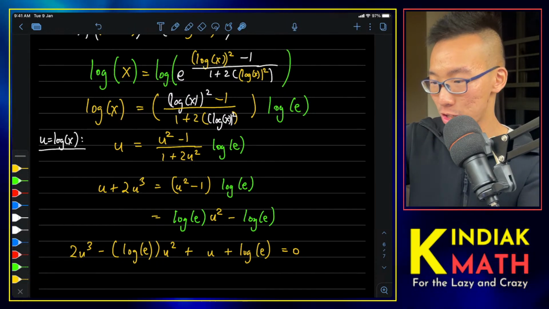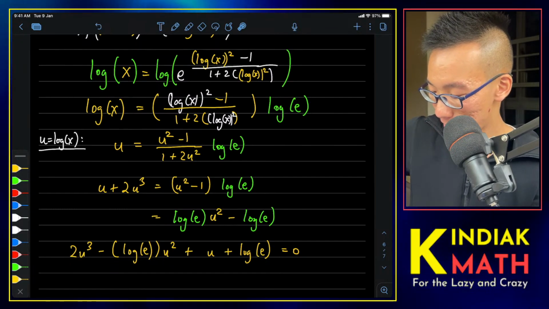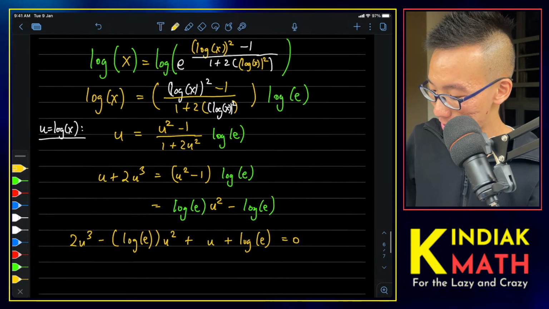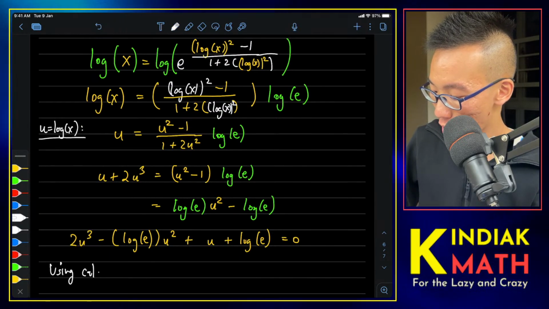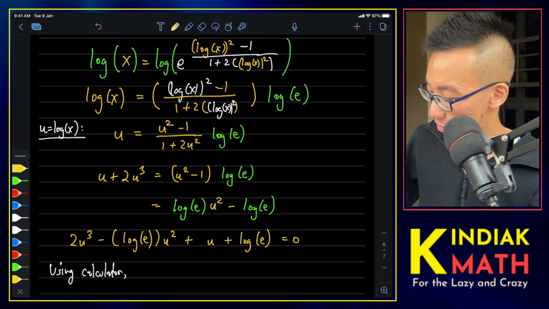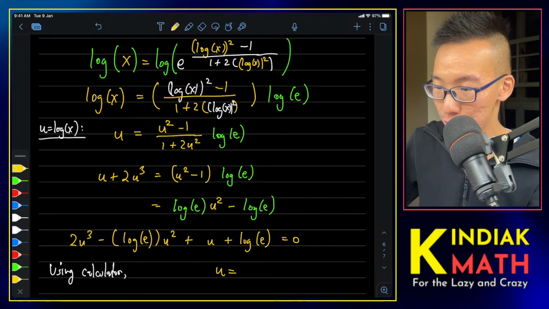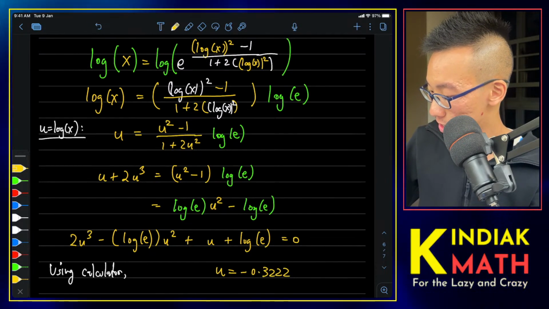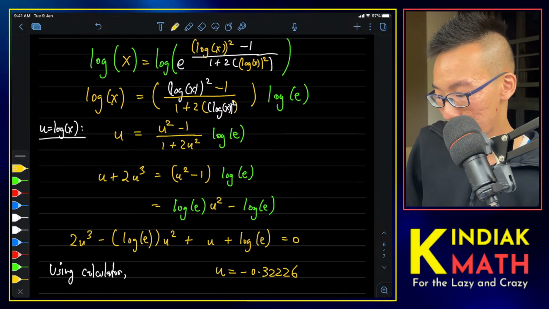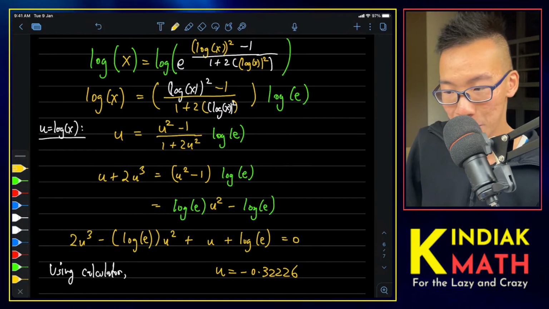Okay, I do get a solution. In fact, using calculators, because we are allowed to use calculators, you have the solution u equals negative 0.322226. And okay, I think we're safe.